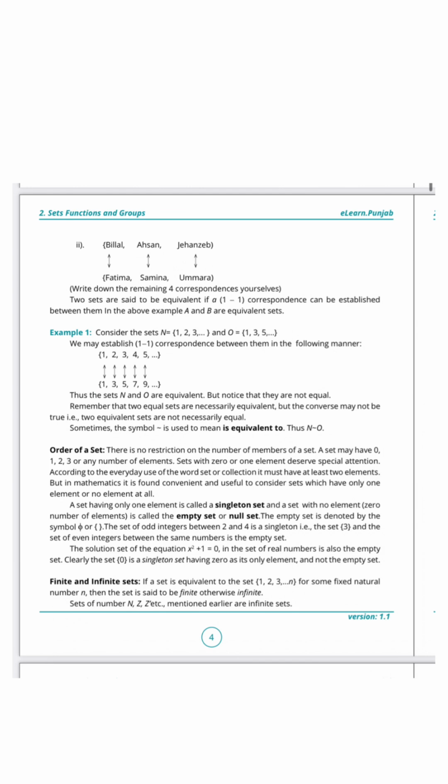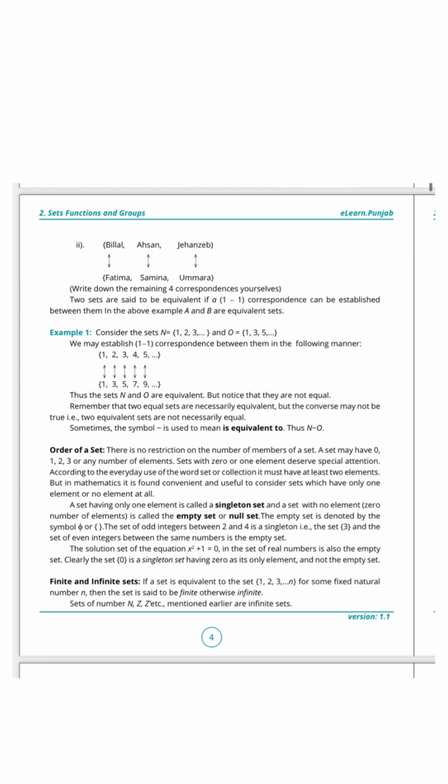But notice, like 1 2 3 4 5, they are 5 numbers, and on the other side there are also 5 numbers, so they can be. But as you can see in the question, it was written 1 2 3, so it is okay if it is written 1 2 3. You could also have made the pairing 1 with 1, 2 with 3, and 3 with 5. That is also okay. But the author has actually extended the set of N by writing 4 and 5, and in the O 1 3 5 7 9 odd numbers. Thus the sets N and O are equivalent, but notice that they are not equal, right? This is just one-to-one correspondence.